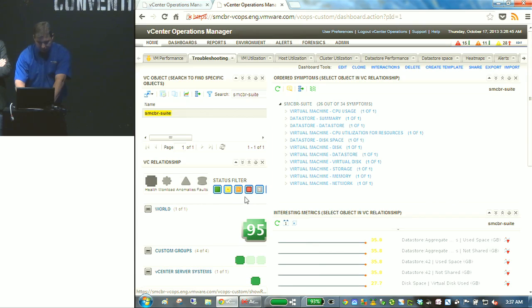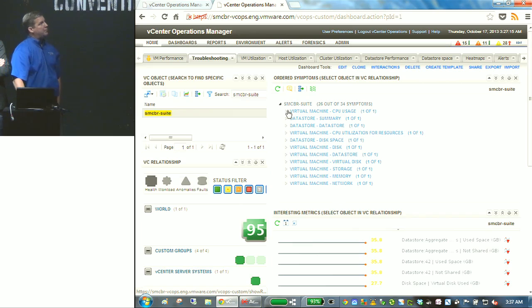And the screen is so small I can't even scroll. But this is the relationship tree. I can tell it's part of that world. It's part of this group, which is gold level. It's supposed to have gold level. And it's part of this vCenter server.